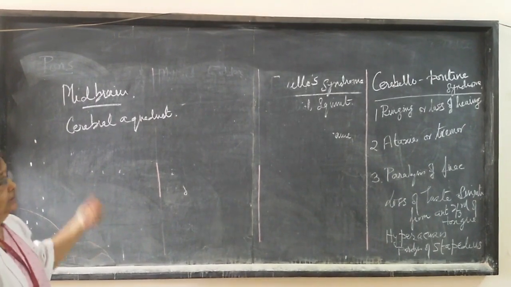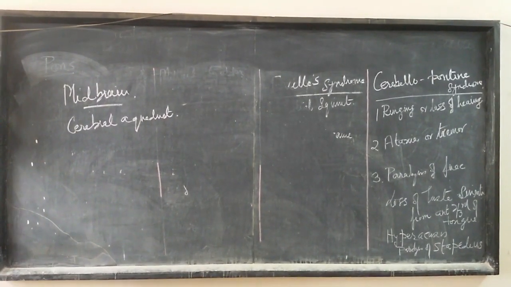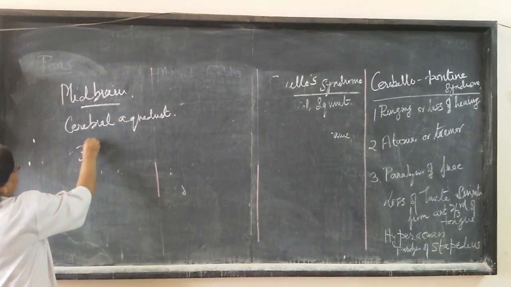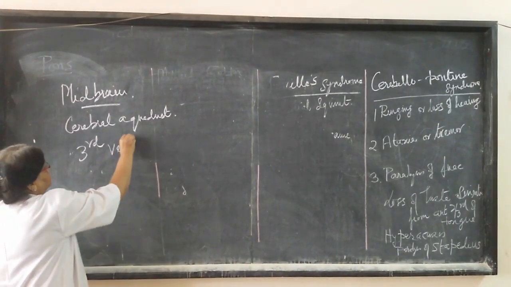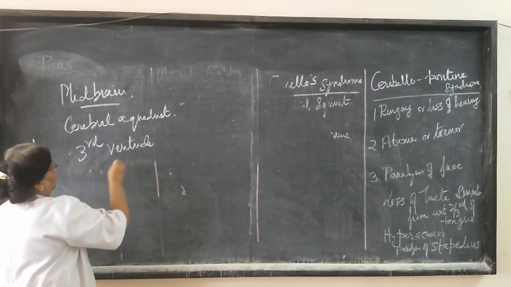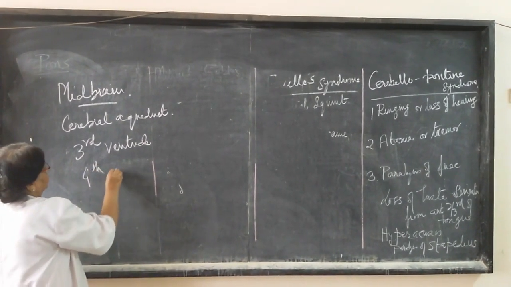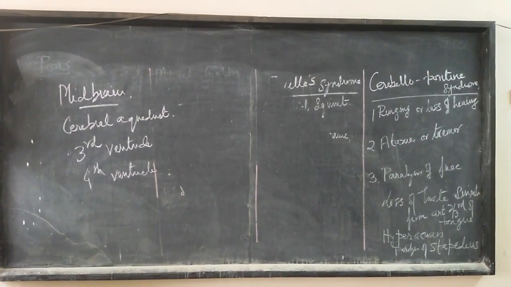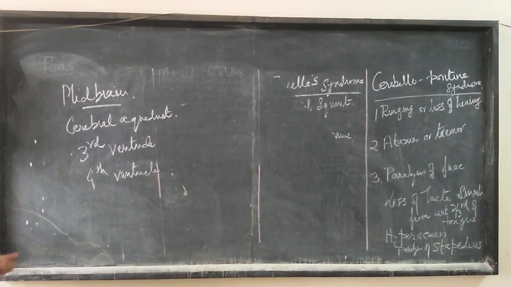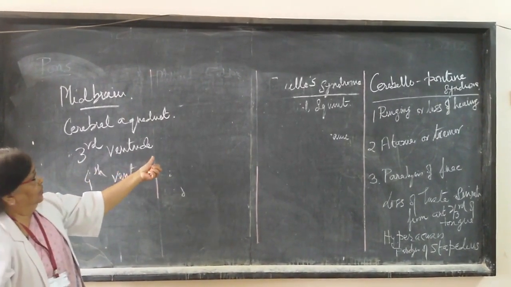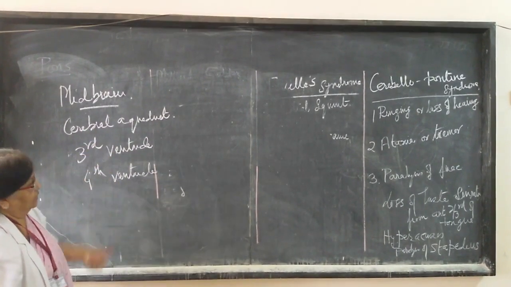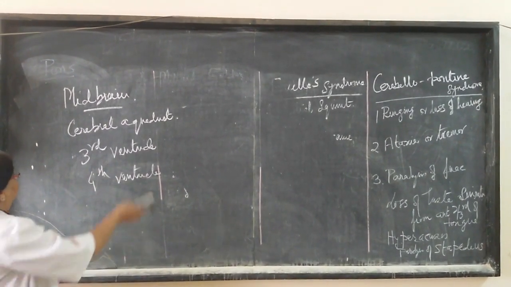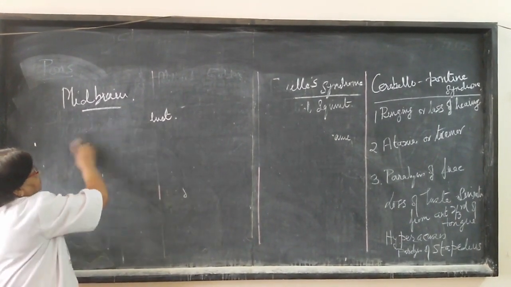Cerebral aqueduct, or aqueduct of Sylvius. And this cavity connects the third ventricle and the fourth ventricle. The fourth ventricle is the cavity of the hindbrain, and the third ventricle is the cavity of the diencephalon. These two are connected by the cerebral aqueduct. The cerebral aqueduct divides the midbrain into two parts.